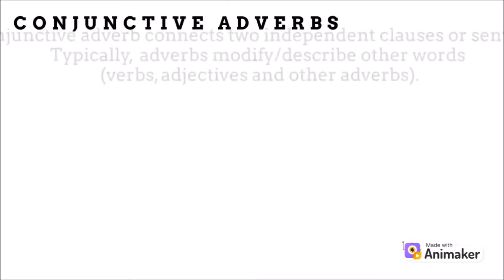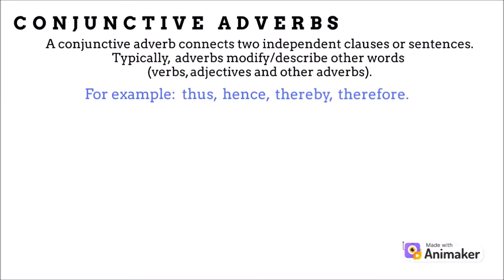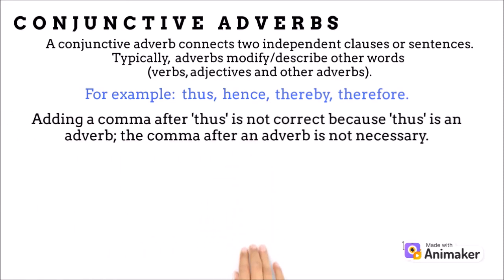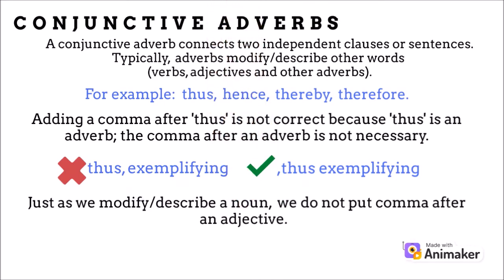Conjunctive adverbs. A conjunctive adverb connects two independent clauses or sentences. Typically, adverbs modify, describe other words, verbs, adjectives, and other adverbs. For example, thus, hence, thereby, therefore. Adding a comma after thus is not correct because thus is an adverb. The comma after an adverb is not necessary. Just as we modify, describe a noun, we do not put comma after an adjective.